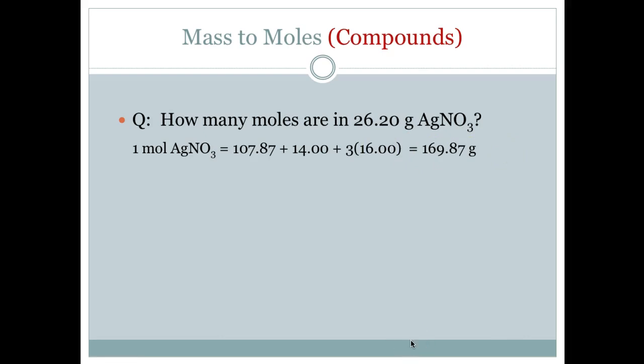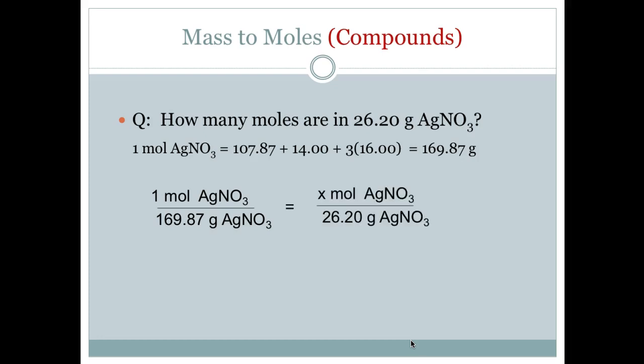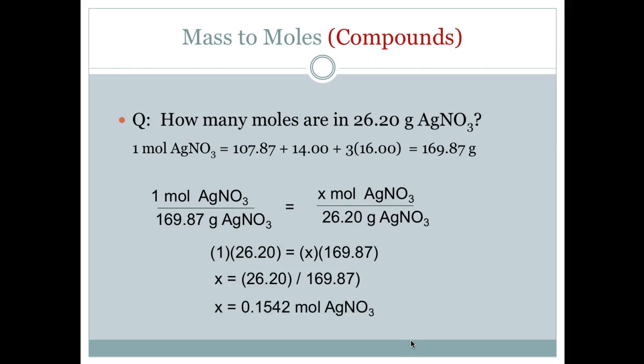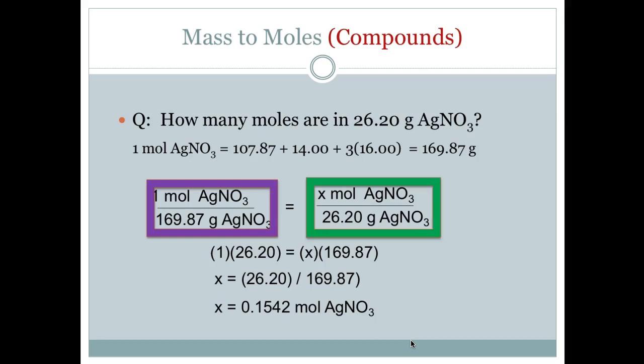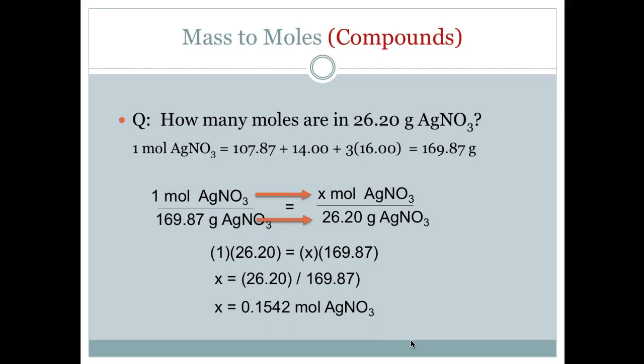Now we set up our proportion. So the relationship we know is that 1 mole of silver nitrate is equal to 169.87 grams of silver nitrate. Set this equal to the information from the problem, X moles over 26.20 grams. Cross multiply, solve for X, and we find that 26.20 grams of AgNO3 equals 0.1542 moles of AgNO3. Once again, this half of the proportion is the relationship we know, this half is from the problem, and our units line up.